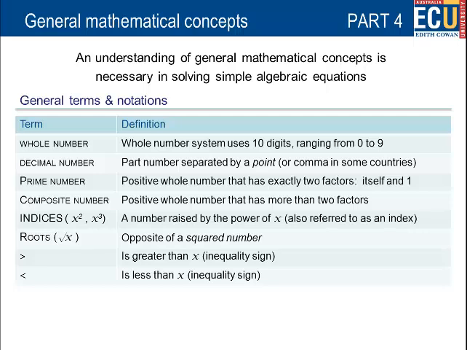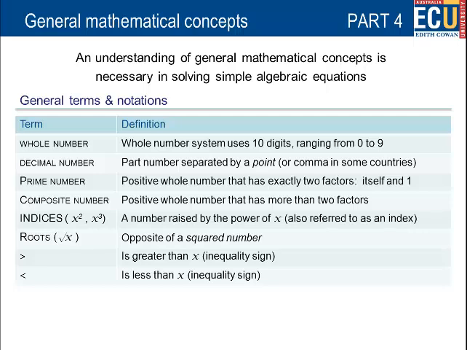A whole number is basically a number that uses 10 digits ranging from 0 to 9, whereas a decimal number is considered a part number and is separated by a point, a decimal point, though in some countries a comma is used instead. A prime number is a whole number that has exactly two factors, and when we say factors, we're saying numbers that can be divided into a whole number, and the factors must be itself and 1. Therefore 2 is considered a prime number because it can be divided evenly by 2 itself and 1. Also 3 is considered a prime number because it can evenly be divided by 3 itself and 1.